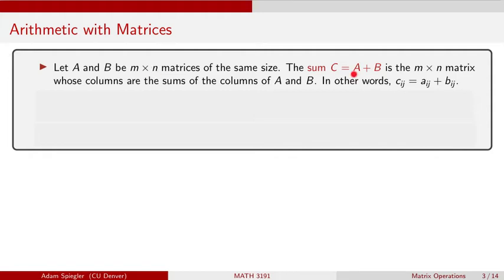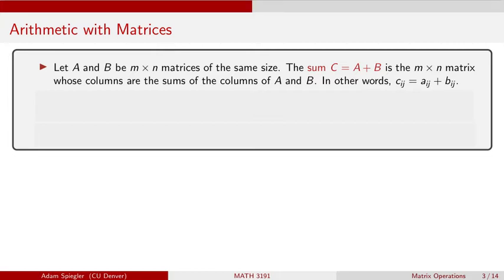Then we define the sum of these two matrices, A plus B. I'll just denote this as matrix C. It's going to result in a matrix that is the same size as A and B, so it's going to be an M by N matrix. The ijth entry in matrix C is going to be the sum of the ijth entries from A and B. So we just add the entries in the ijth positions in matrices A and B to get the ijth entry in matrix C. We're just going to add entry by entry.